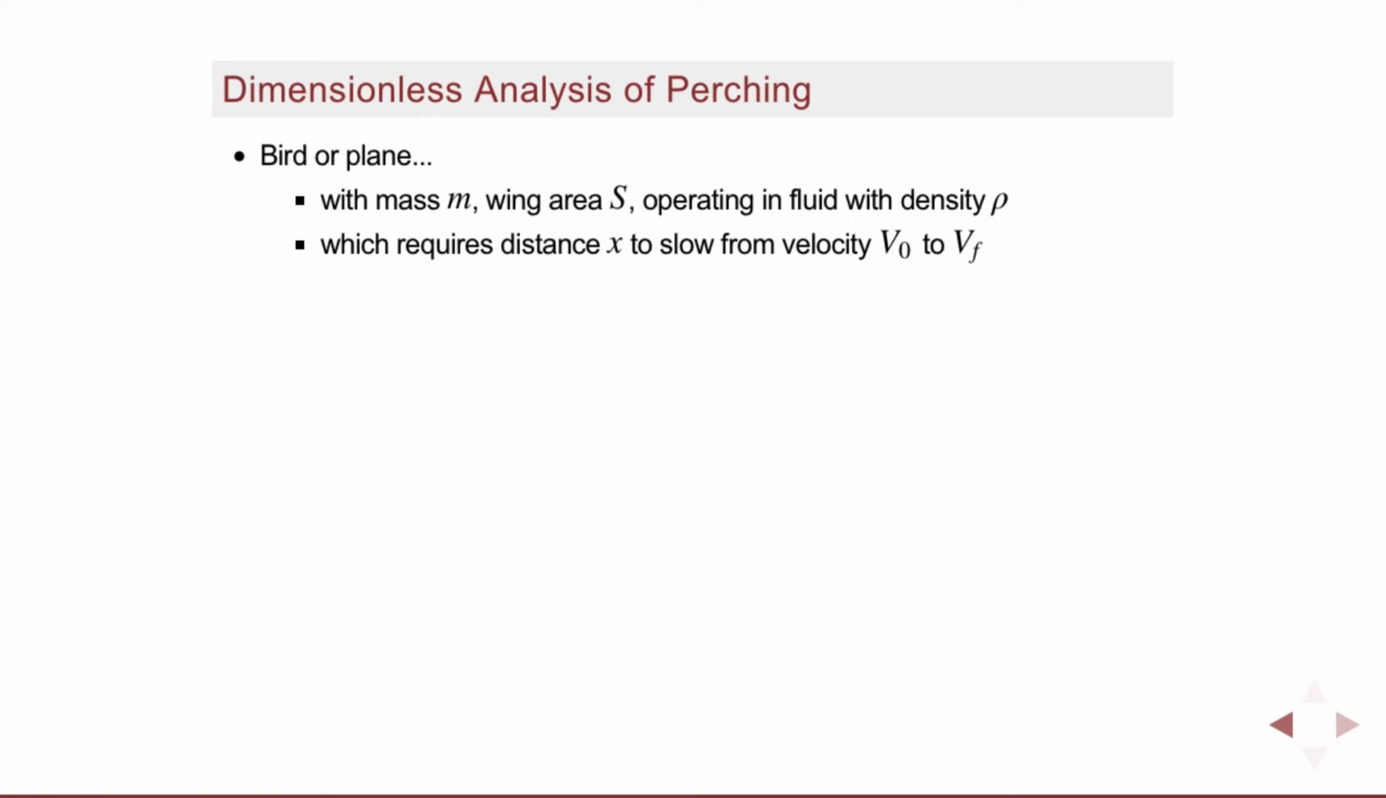So we did a quick dimensionless analysis of perching. We tried to compare two things that are very different in size. We have a bird with mass m, some wing area. All these numbers are much smaller than the numbers for a plane. The only way to compare them fairly is to scale out the effect of those dimensions. So we're going to think of scaling over distance as well. It requires some distance x to slow from velocity v0 to vf.